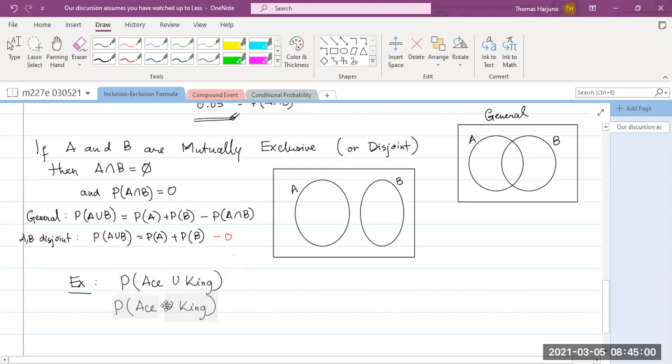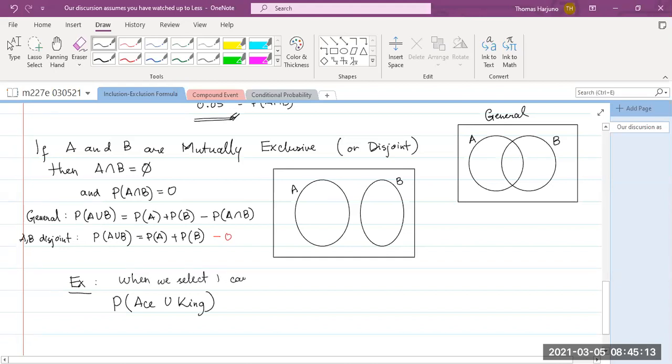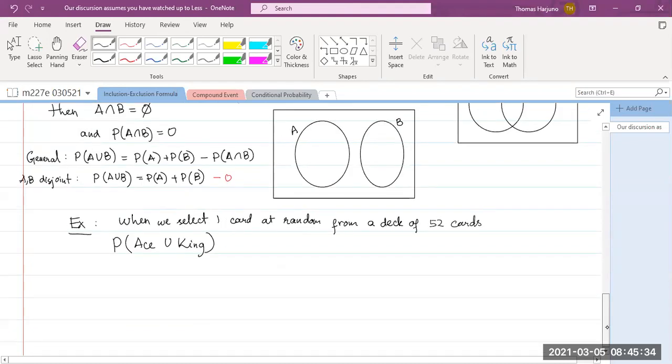Let's say when we select one card at random from a deck of cards, the 52 cards. What is the probability that we get an ace or a king?